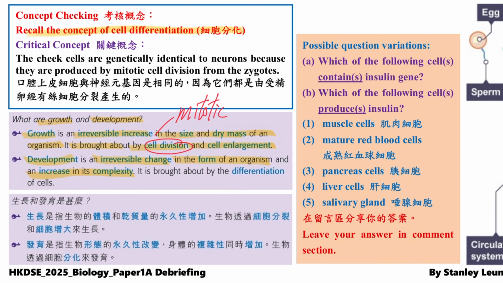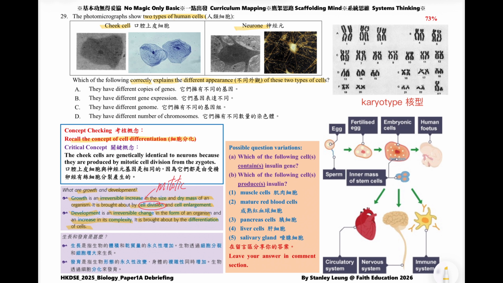It's about the types of cells: we have heart muscle cells, liver cells, brain cells, pancreatic cells, muscle cells, and so on. It is brought about by the differentiation of cells. So let's take a look at the answers.